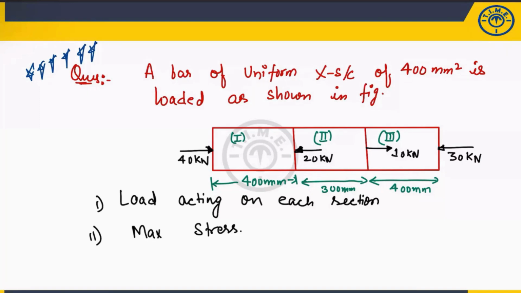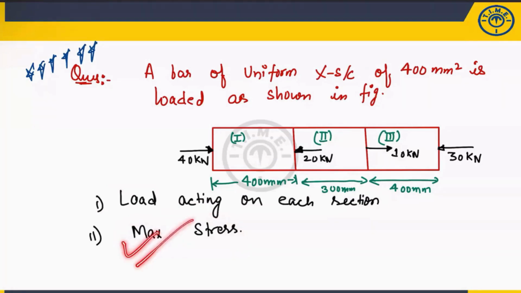So in this question, what you have to do, the bar is there whose cross-sectional area is given. That means 400 millimeter square. And that is subjected to different kinds of load. For example, 40 kilonewton, 20 kilonewton, 10 kilonewton, 30 kilonewton at the different cross-sections. Okay. So you have to calculate, first of all, the load on each cross-section and the maximum stress.